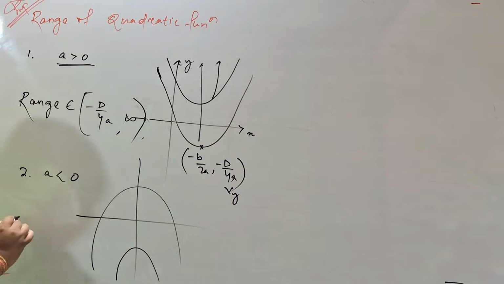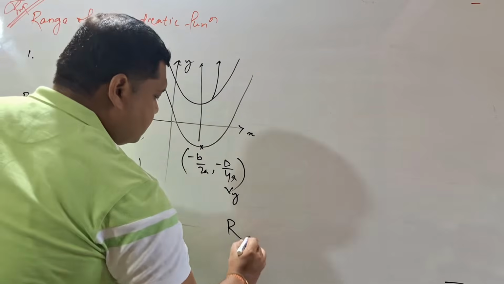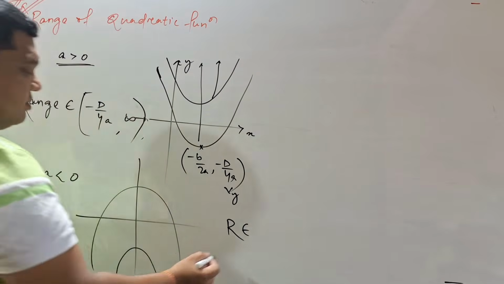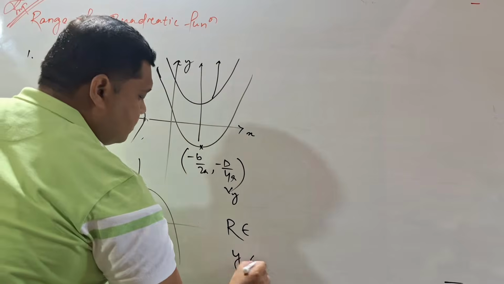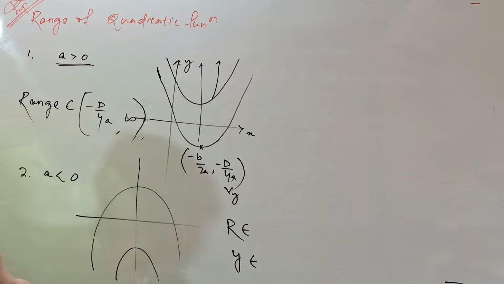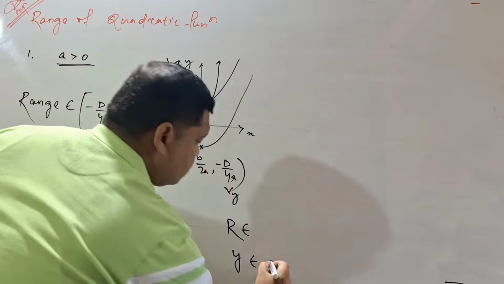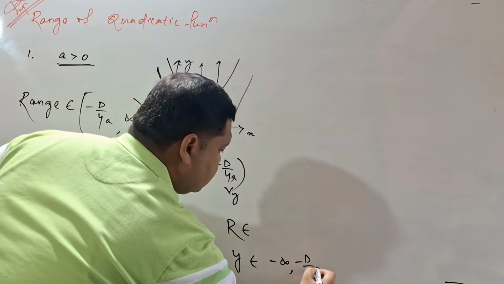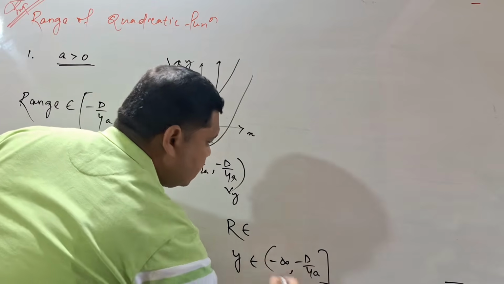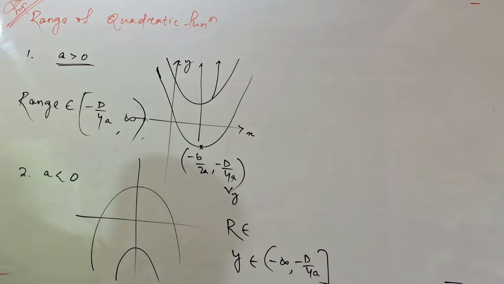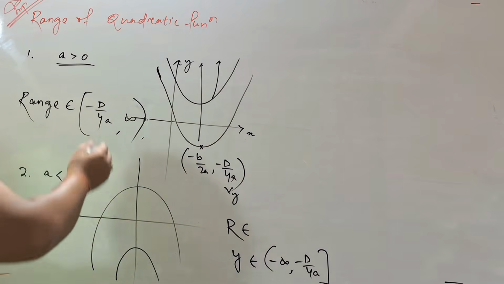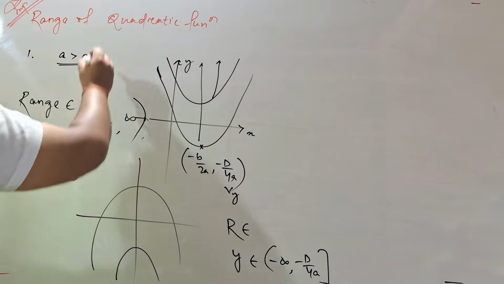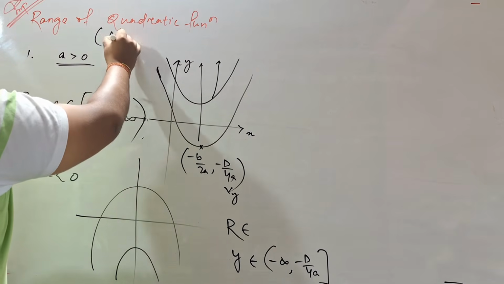Okay, so here I will write range. Range means y, the value. It belongs to minus infinity to minus d by 4a. Is it visible now? Minus infinity to minus d by 4a. Now, here I discussed these two points. Here I discussed absolute range.